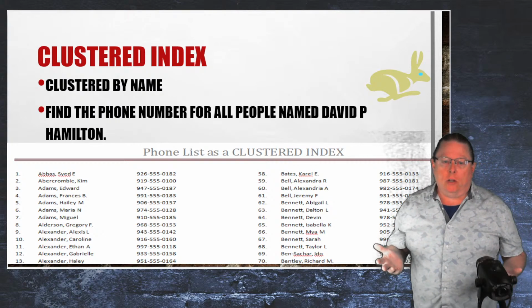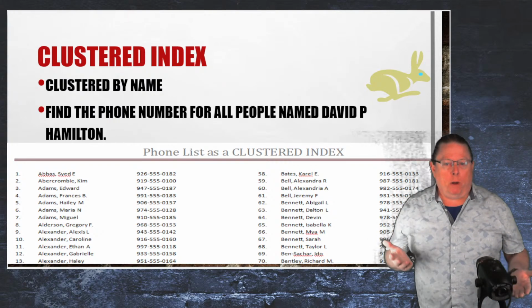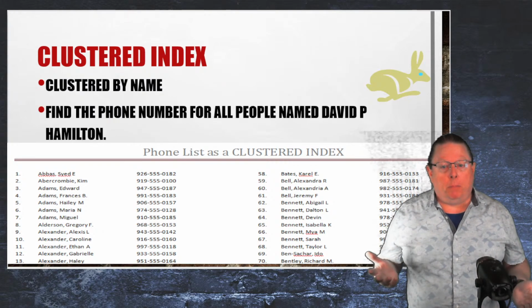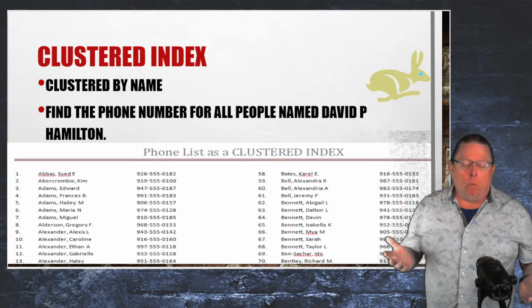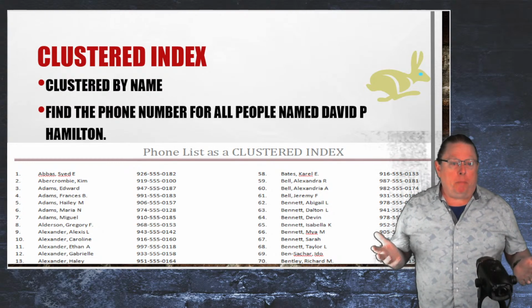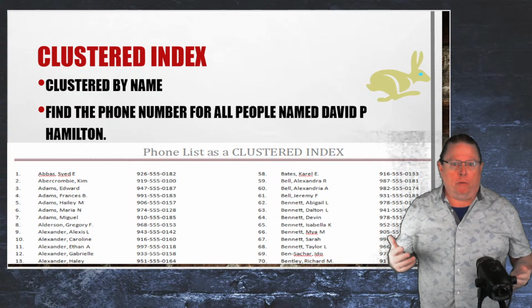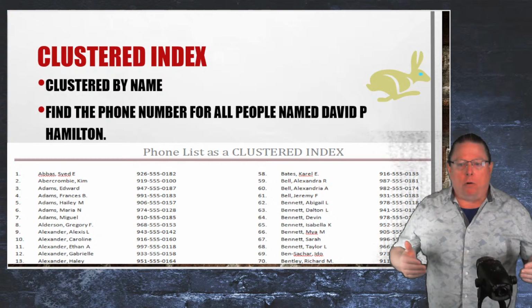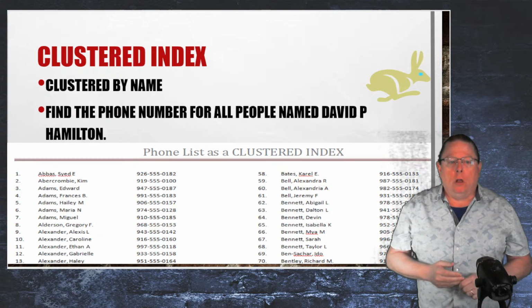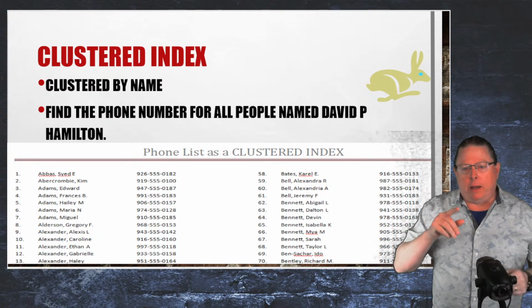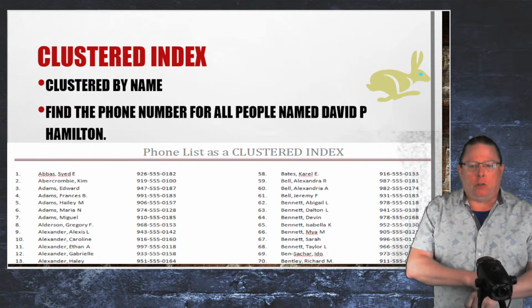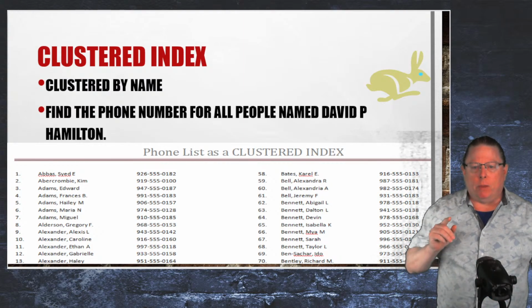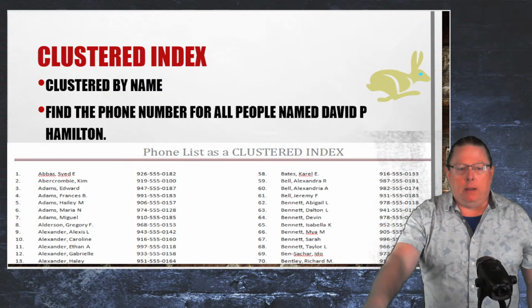So in this case, with a clustered index, if you went back to the example to find all of the people named David Hamilton, well, if you've got 40 or 50 pages, or in the case of SQL Server, 40 or 50,000 data pages you have to look through sometimes, you don't have to scan through every one of those. Using the index structure, it can go right to the pages that contain Hamilton, comma, David P, and return those people directly.